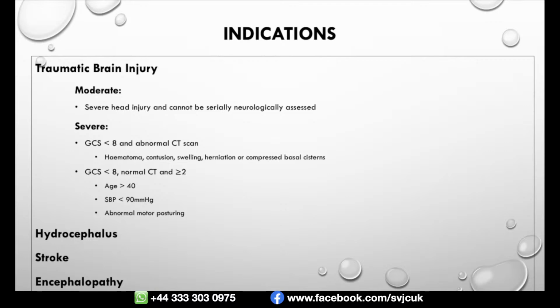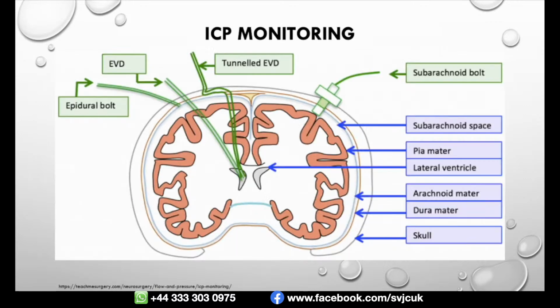It can also be used in patients with hydrocephalus or impending hydrocephalus. It has on occasion been used for stroke patients, and it can be used in encephalopathy. So this diagram just gives you a crude overview of the brain. So you can see the labels in blue are identifying different parts of the brain, and the labels in green just demonstrate different ways in which you can place ICP monitors. So you can have an external ventricular drain, it can be tunnelled, or you can have an epidural or subarachnoid bolt. I'm going to talk a little bit more about some of these shortly.